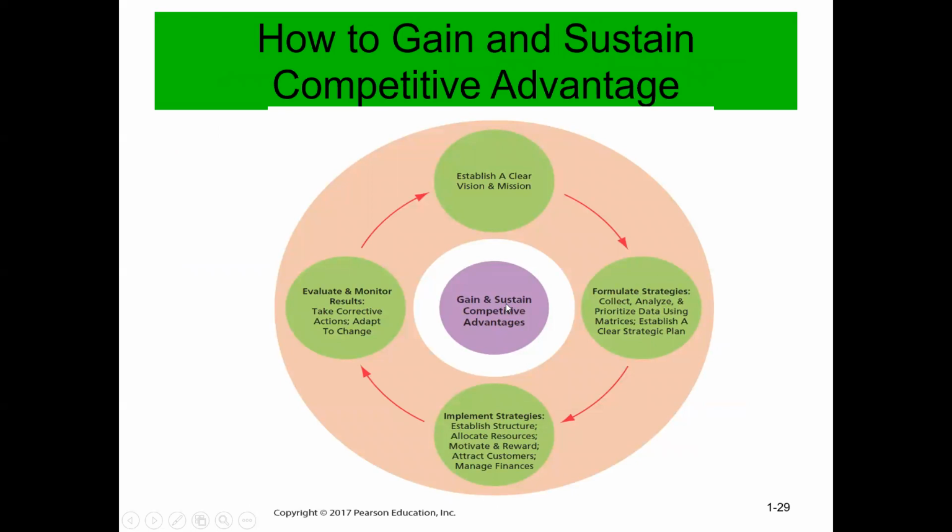So, how to gain and sustain competitive advantage? First is you have to establish a clear vision and mission. Dito talaga yan magsisimula, oh. And then formulate strategies, collect, analyze, and prioritize data using matrices, yung IFE, FECPM. So, madami yan, 13 strategies yan. No? How I wish na maituro ko sa inyo kahit kalahati.